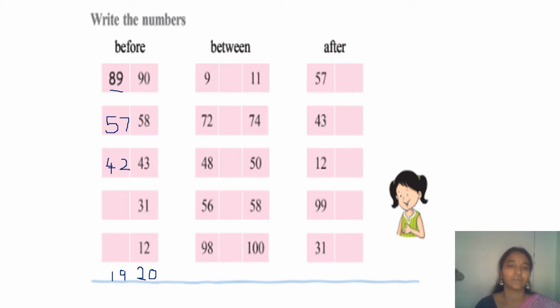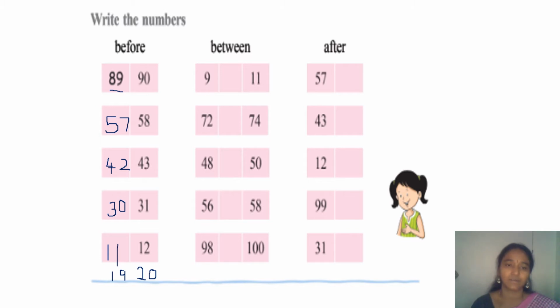Okay, don't get confused. Now here 1 is there. The number before 1 is 0, right? 3, you can write it as usual, 3. So the number before 31 is 30. The number before 12 is 11.